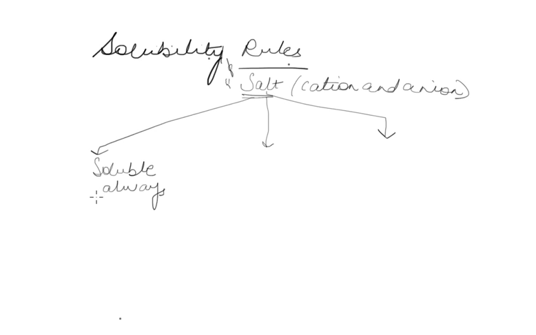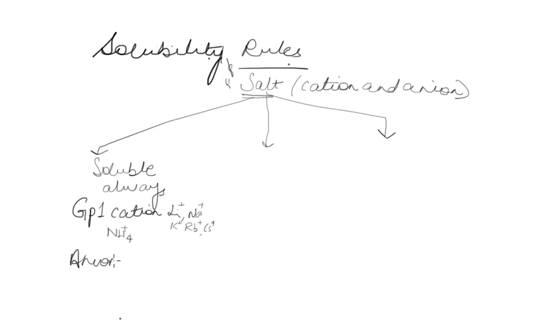You would see a completely soluble salt if it is a group 1 cation containing salt. That means if it contains, let's say, lithium, sodium, potassium, rubidium or cesium. And in addition to that, ammonium, that has a tendency to behave pretty similar to the group 1 cation. So in general, if you see group 1 cation or ammonium, they will always remain soluble.